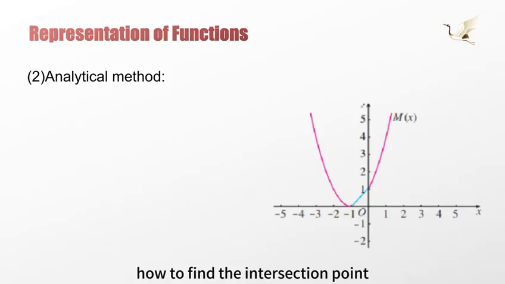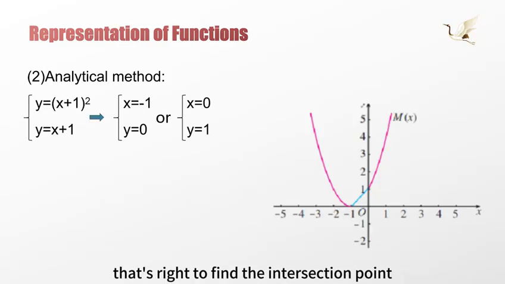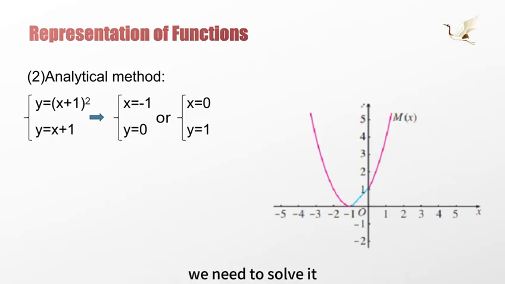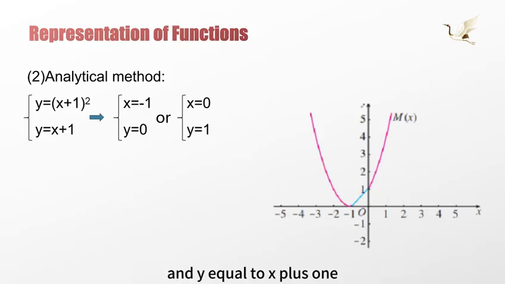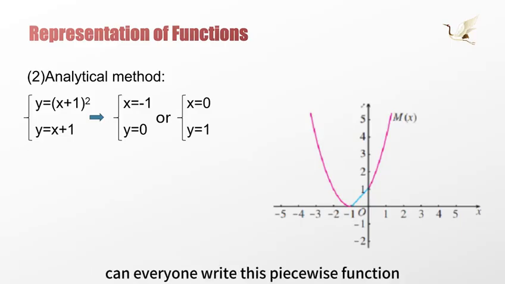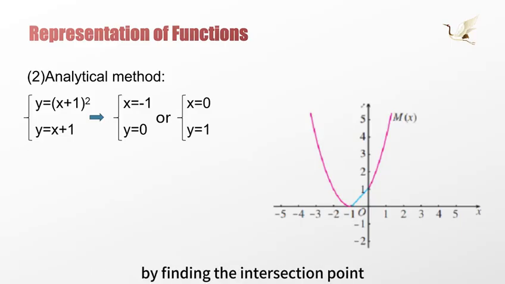How to find the intersection point? That's right, to find the intersection point, we need to solve it by combining y equal to (x+1) squared and y equal to x plus 1. To find these two intersection points, they are exactly -1 and 0. Can everyone write this piecewise function by finding the intersection points?